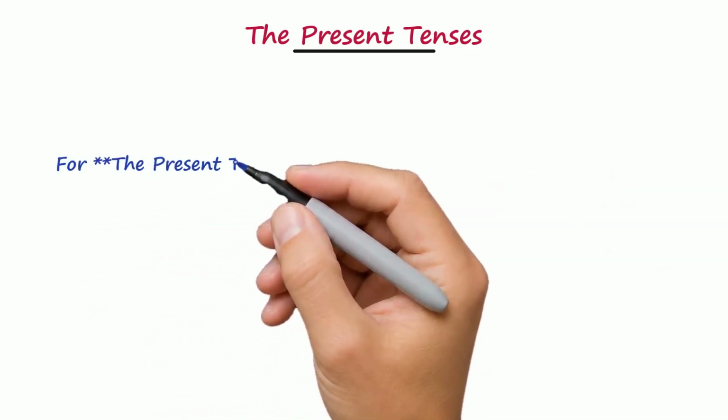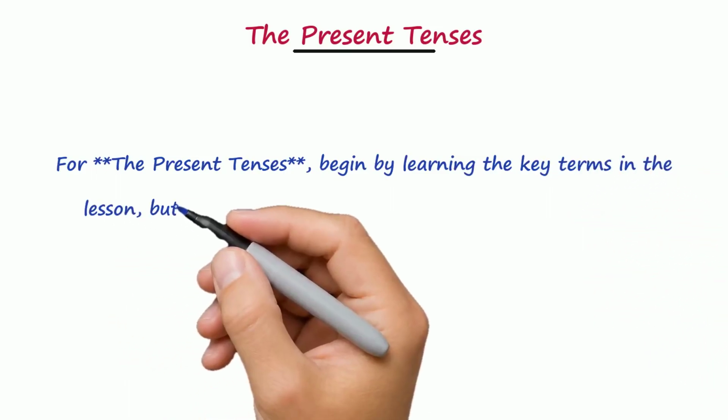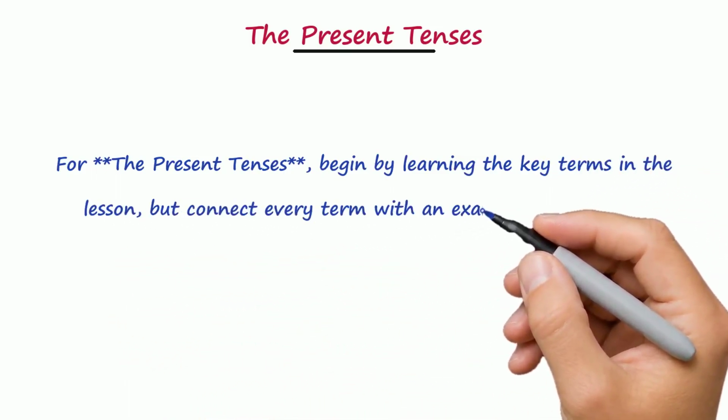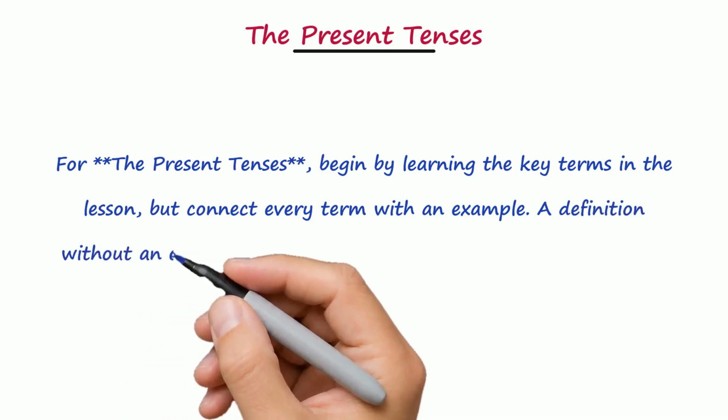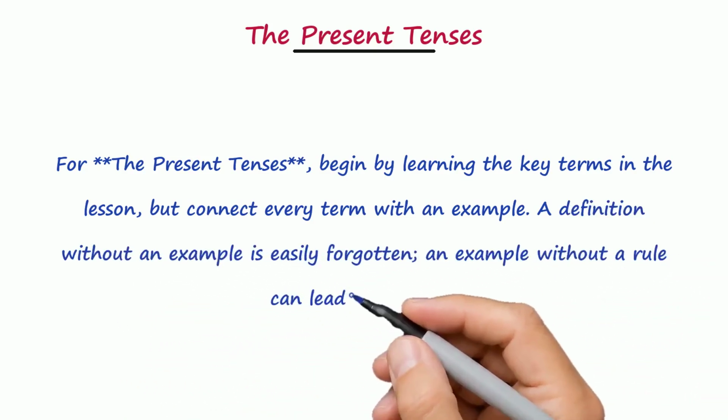For the present tenses, begin by learning the key terms in the lesson, but connect every term with an example. A definition without an example is easily forgotten. An example without a rule can lead to guessing.